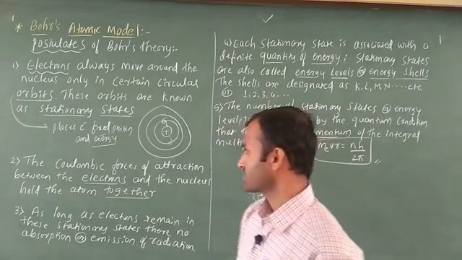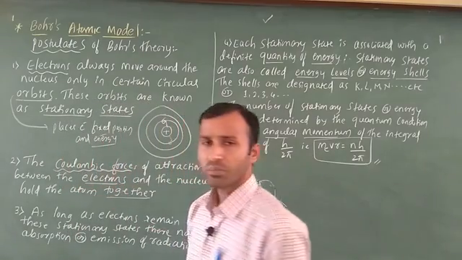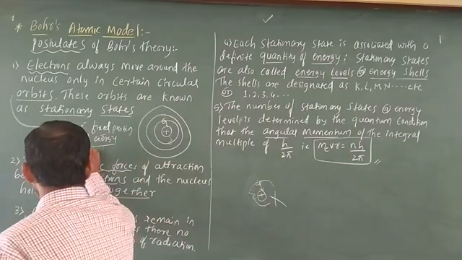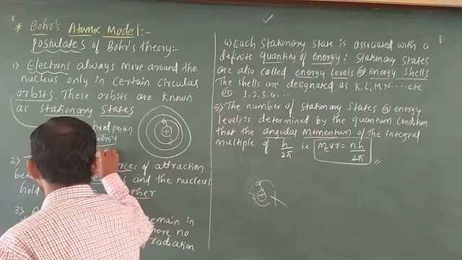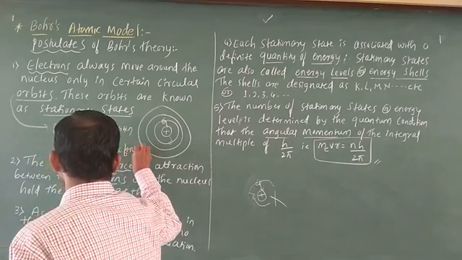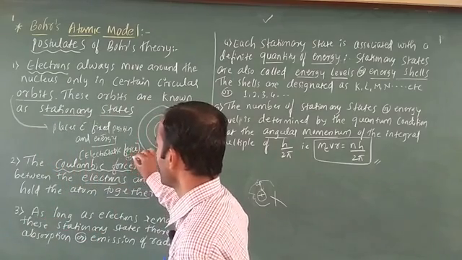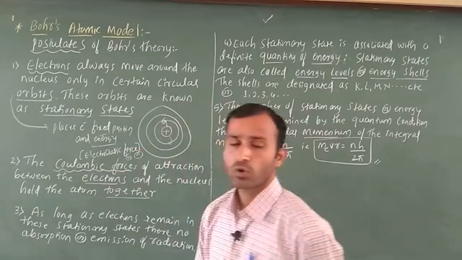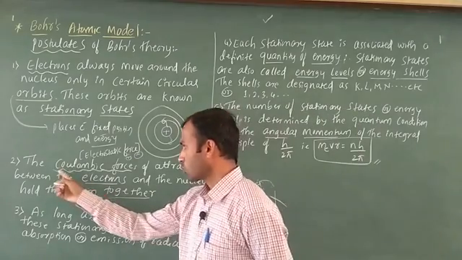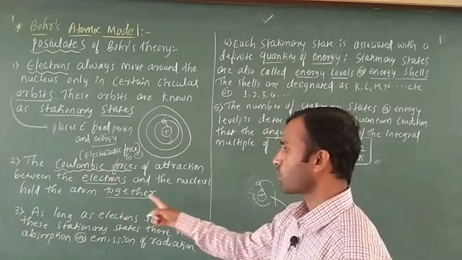The next postulate is about the Coulombic force, named after the scientist. What does Coulombic mean? Electrostatic force. Bear in mind, this is an important point: electrostatic force means there must be one positive and one negative charge, and only then do we call it an electrostatic or Coulombic force. Just see here, the Coulombic force of attraction between the electrons and the nucleus holds the atom together.